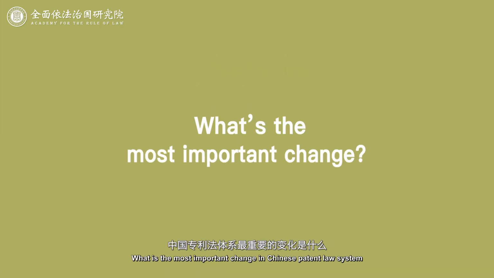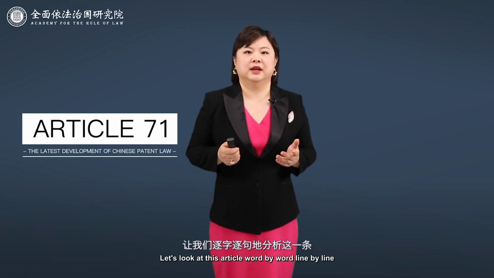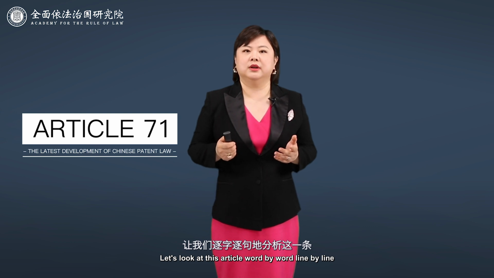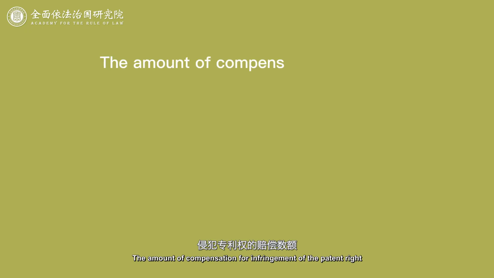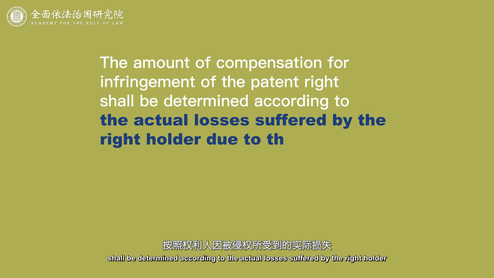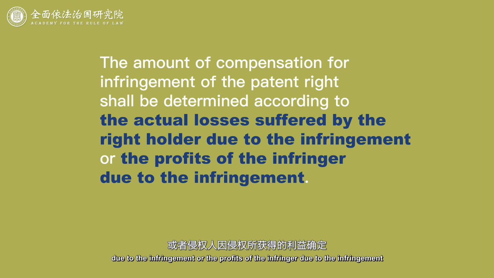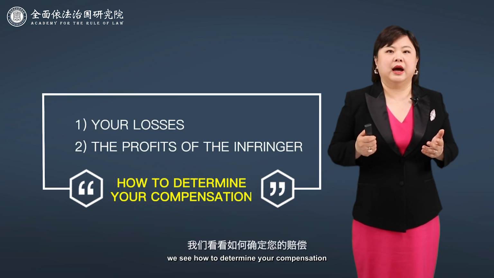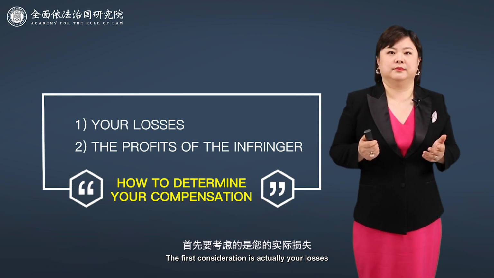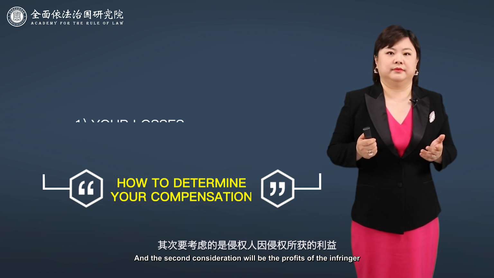So what is the most important change in the Chinese patent law system? I think it's Article 71. Let's look at this article word by word, line by line. The amount of compensation for infringement of the patent right shall be determined according to the actual losses suffered by the right holder due to the infringement or the profits of the infringer due to the infringement. So firstly, we see how to determine your compensation. The first consideration is actually your losses. And the second consideration will be the profits of the infringer.